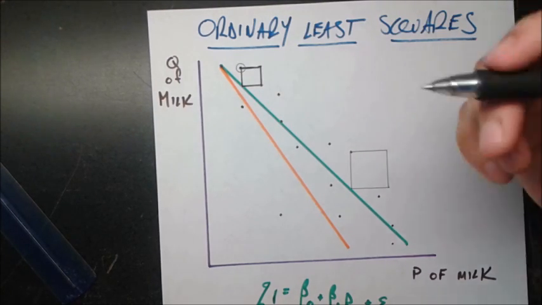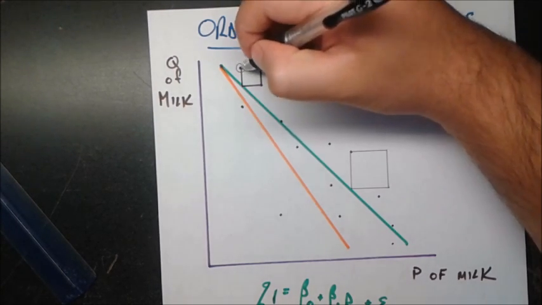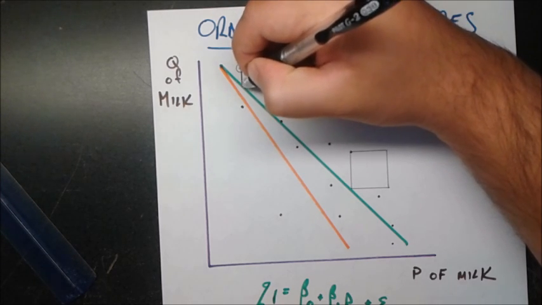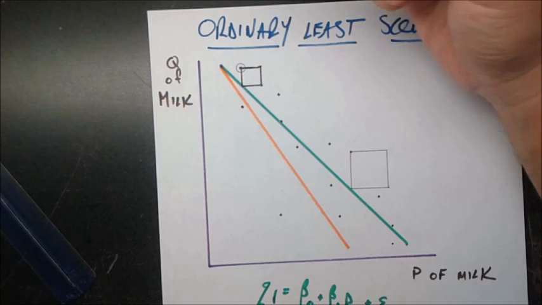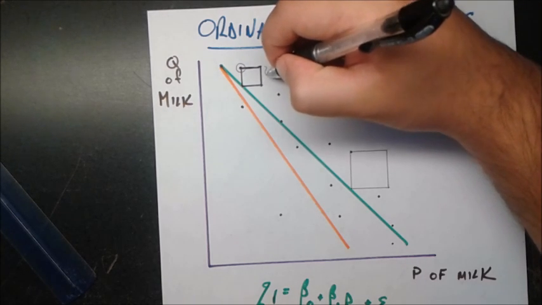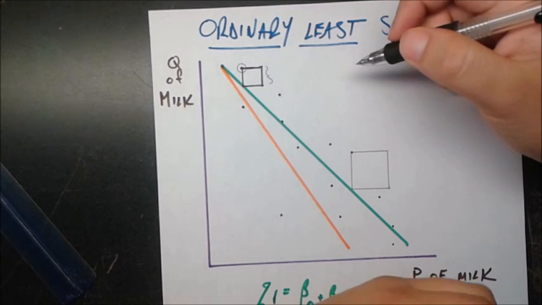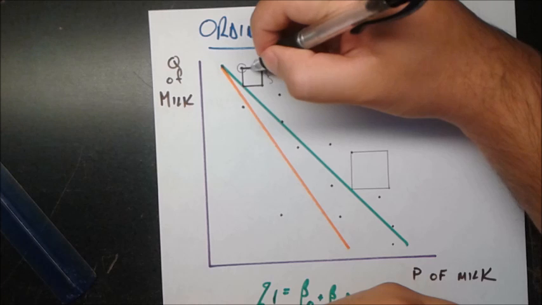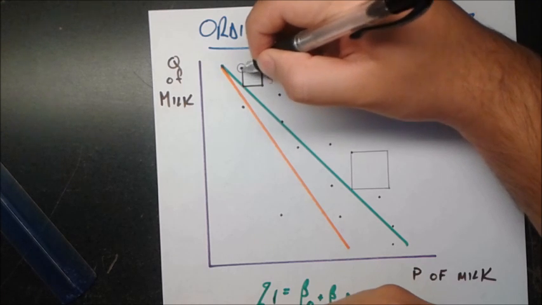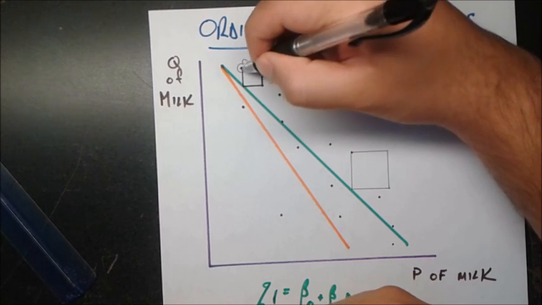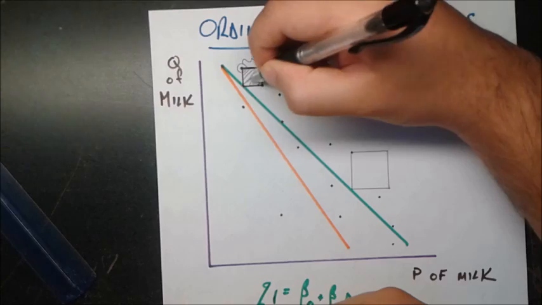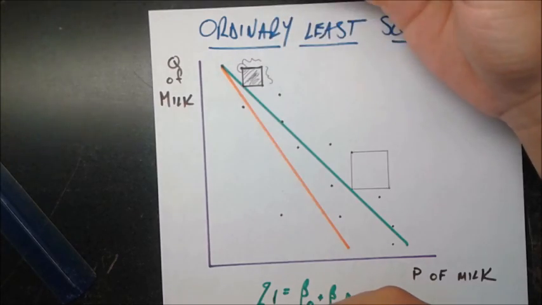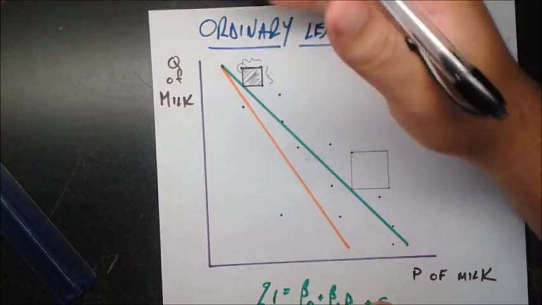Now what's the error? How far did we get it off? The actual quantity of milk bought for this price is this much. But we're predicting, under the green line, to be right here. So we've made an error. We made a miscalculation of this much. Now if we square our miscalculation, which we can do by just drawing a length the same as this error, and then taking the area of the square, that's the square of our error. We're going to add that into our running total of the sum of the square errors, right?